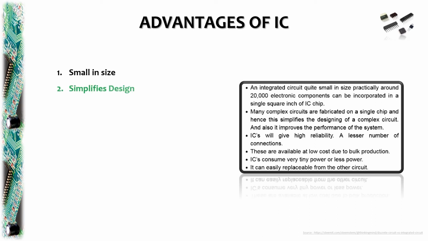The second advantage is simplified design. When we talk about simplifying the design, complex circuits are fabricated within a single chip. Therefore, designing of a complex circuit will be simplified into a single chip. We know that ICs can be found in discrete circuits, right? So we can say that it simplifies the design, because complex circuits are fabricated within a single chip, right? So designing of a complex circuit will be simplified into a single chip.